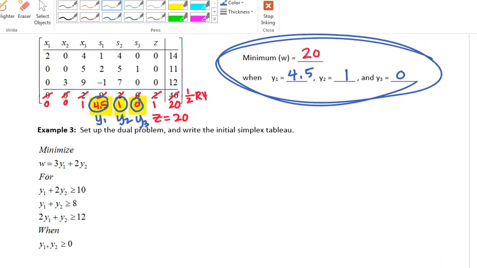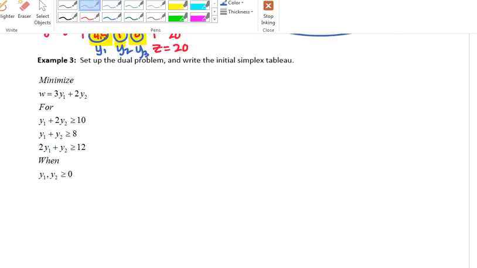All right, so the next question, just as practice again, says set up the dual problem and then write the initial simplex tableau. First thing I want to start off with is the matrix that has the coefficients in it. So I have y1 and y2, it looks like. My first constraint is 1, 2 with a 10. Remember, I'm ignoring the inequalities. I'm not adding any slack variables. I'm just bringing those coefficients out and putting them into a matrix. Then I have a 1 and a 1 and an 8 and a 2 and a 1 and a 12.